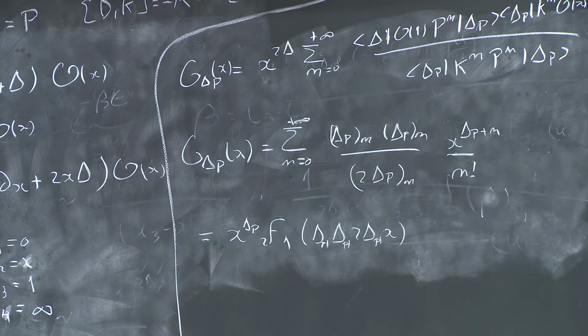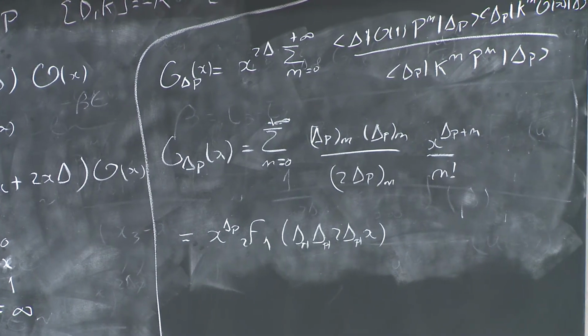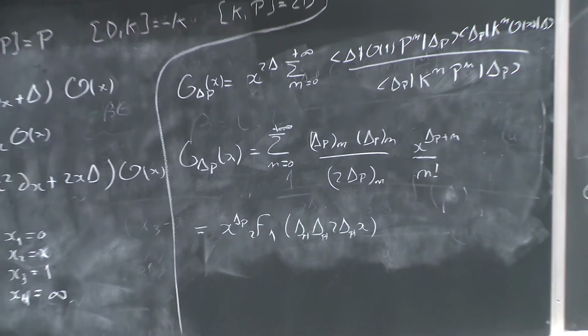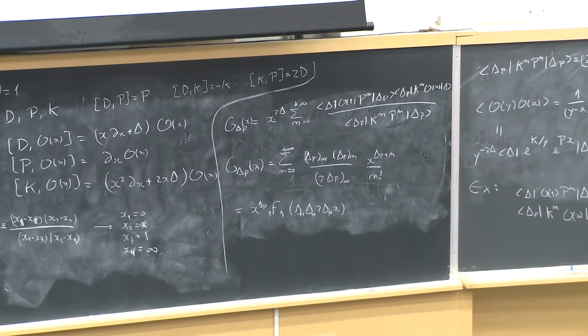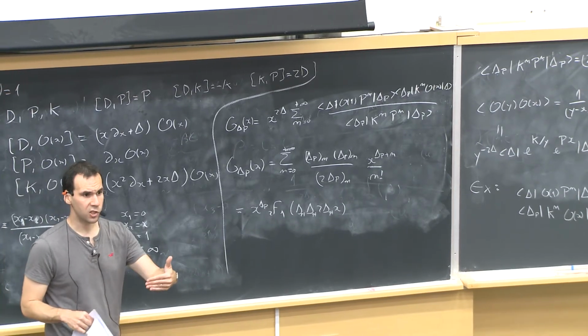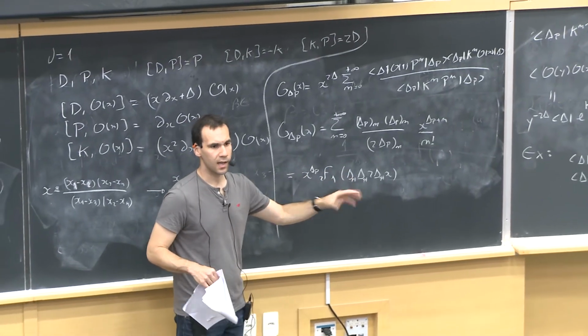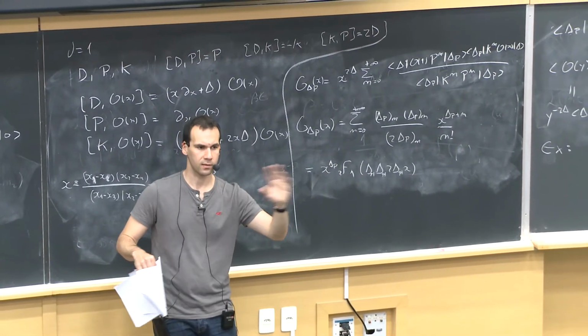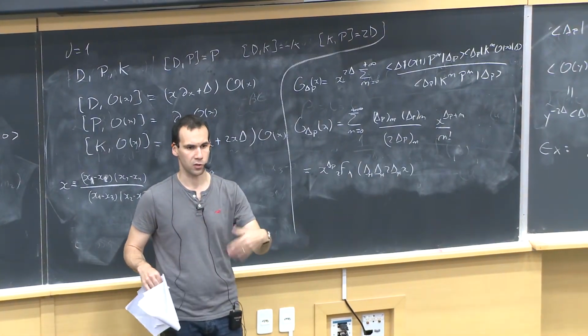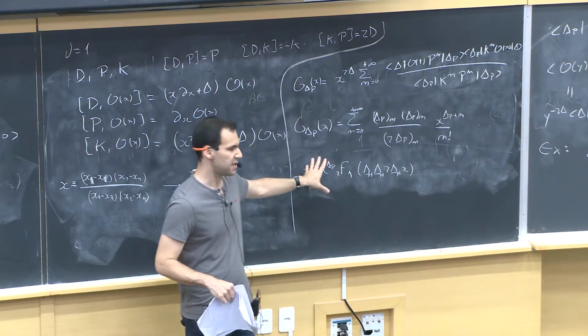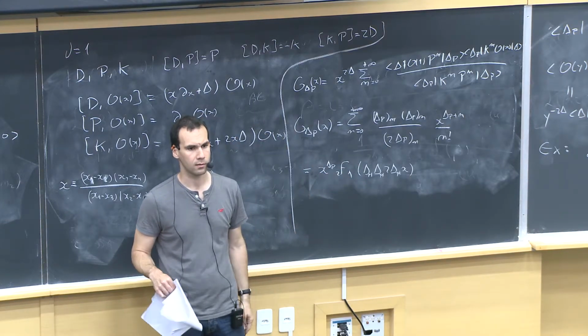So I don't know, did Chris write down the expression for the blocks in d equals 2 or something? No? So in any even dimension, the conformal blocks are roughly these things times some extra powers of x and a new coordinate, which you can call x bar. So it's like this squared in some sense.